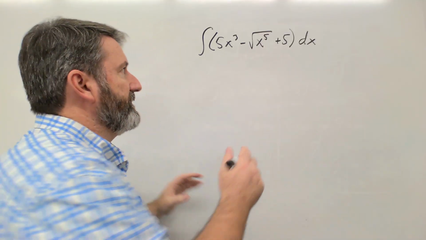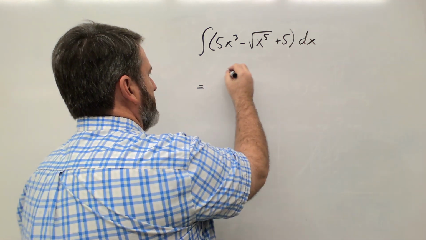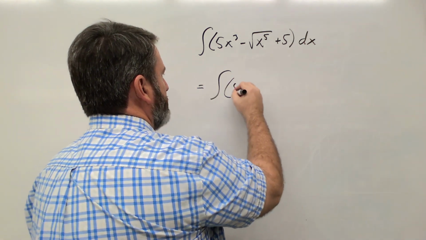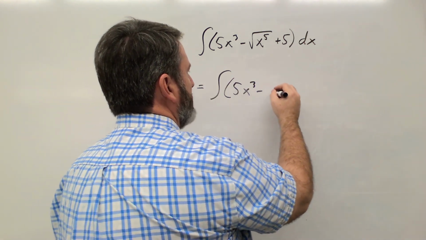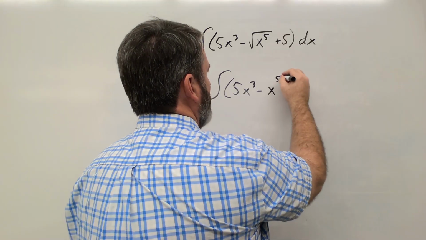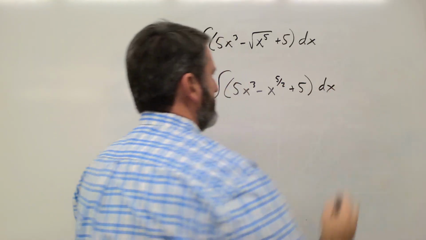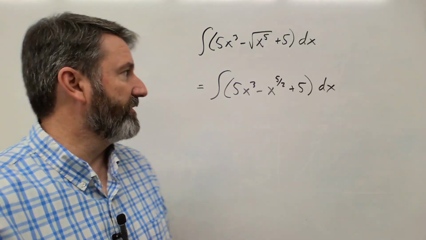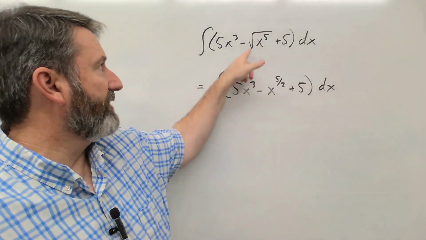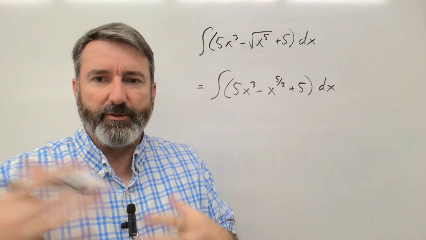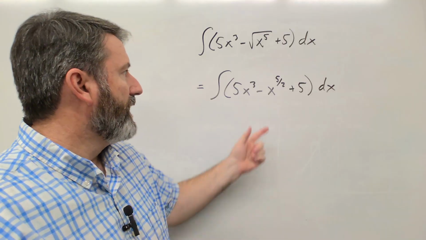So the first thing I'm going to do here is rewrite this as 5x cubed minus x to the 5 halves plus 5 dx. That's going to be easier to work with, writing this as a power function rather than the square root of a power function.